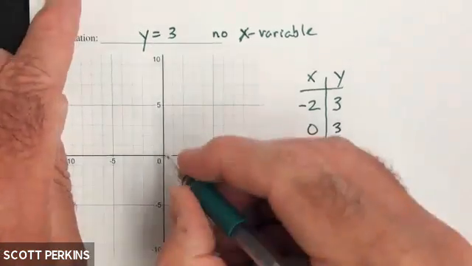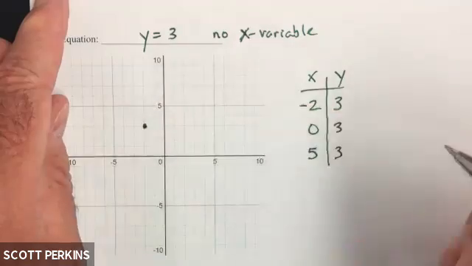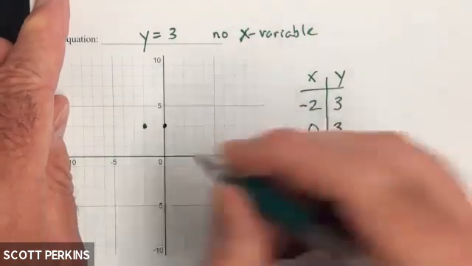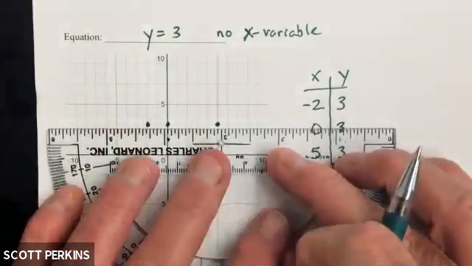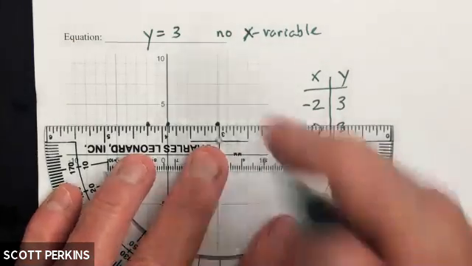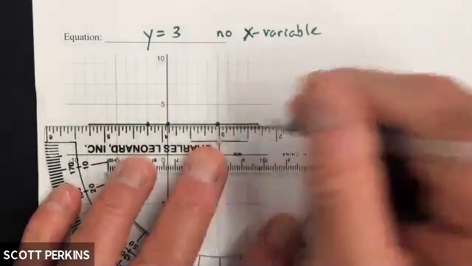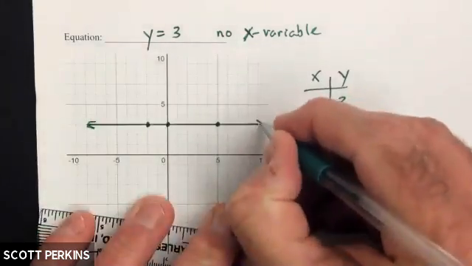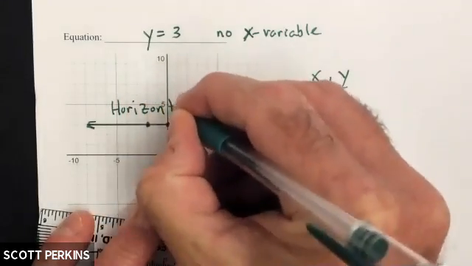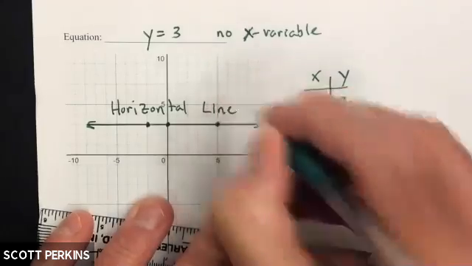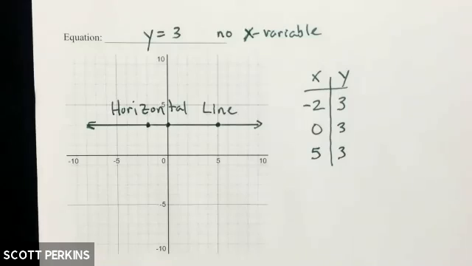So I'm going to plot those points, -2 and 3, and then 0 and 3, and then finally 5 and 3. And I'm going to connect these dots. Does anyone know what this kind of line is called that goes just straight left and right like this? Yes, this is called a horizontal line. Great vocabulary. If you're like me and have trouble remembering these little details, horizontal line goes left and right like the horizon, if you're looking out at a sunset. So those two words are related to each other.